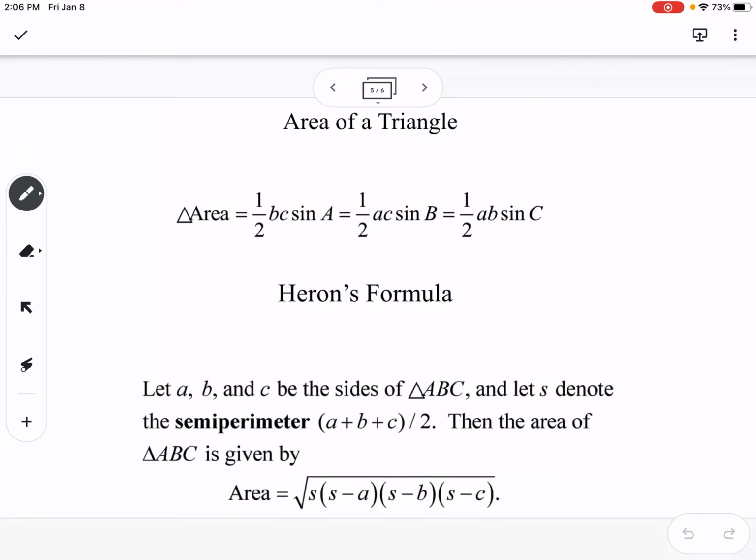Now we can talk about finding the area of a triangle, side, angle, side, or side, side, side. If you have side, angle, side, if you know one of the angles, you could use this formula: 1/2 BC times sine of A, or 1/2 AC times sine of B, or 1/2 AB sine of C. Heron's formula is used if you know all three sides. For Heron's formula you need to calculate S, the semi-perimeter, which is half the perimeter of the triangle. So it's A plus B plus C divided by 2, and then you use the formula down here to find the area.